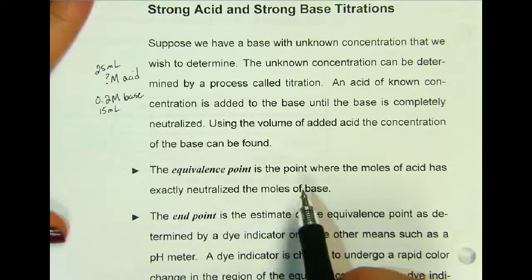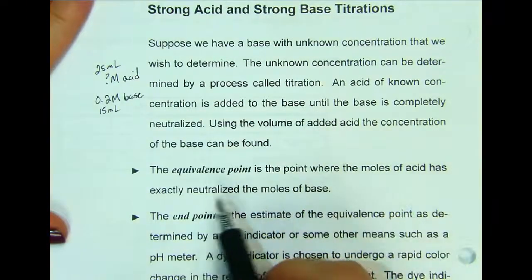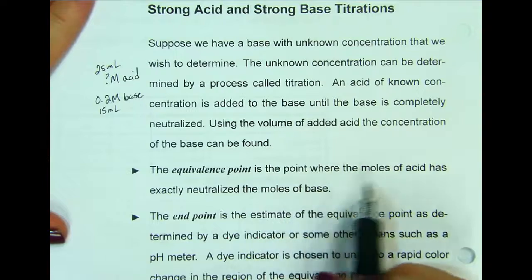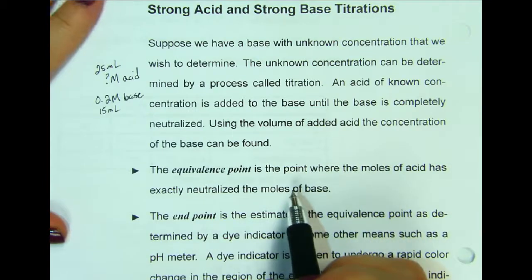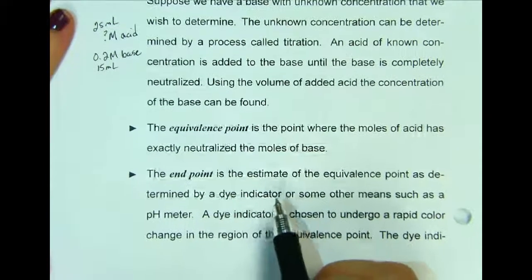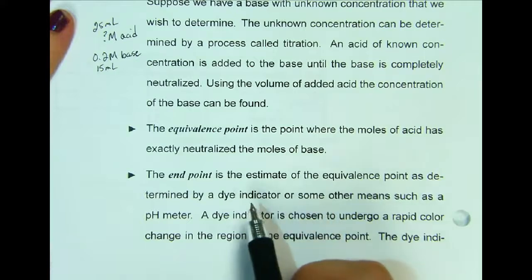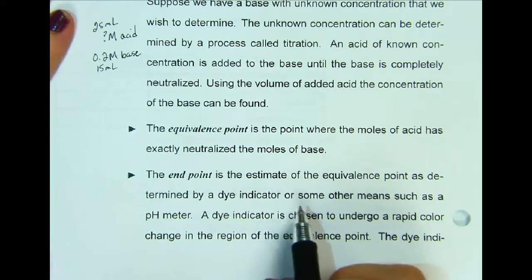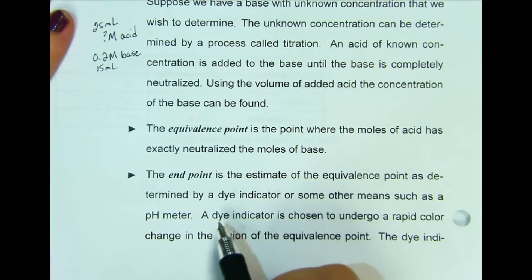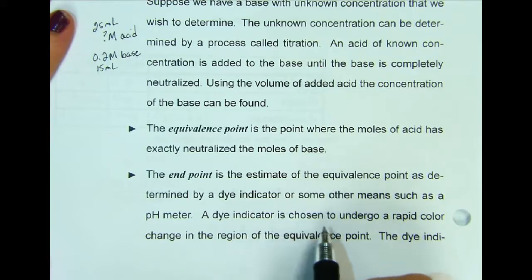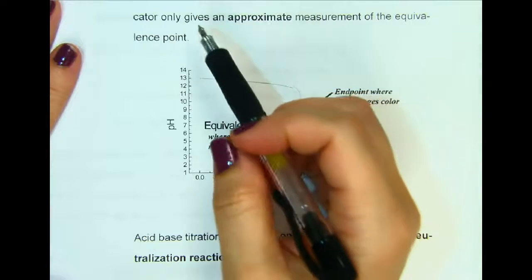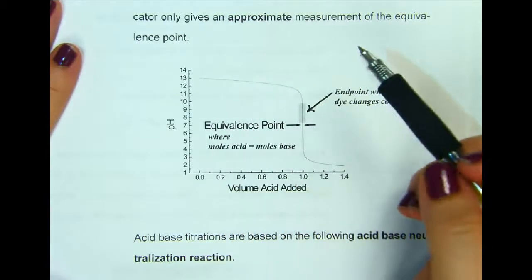The equivalence point is the point where the moles of acid has exactly neutralized the moles of base. So moles of acid equals moles of base. The end point is the estimate of the equivalence point as determined by a dye indicator or some other means such as a pH meter. A dye indicator is chosen to undergo a rapid color change in the region of the equivalence point. The dye indicator only gives an approximate measurement of the equivalence point.